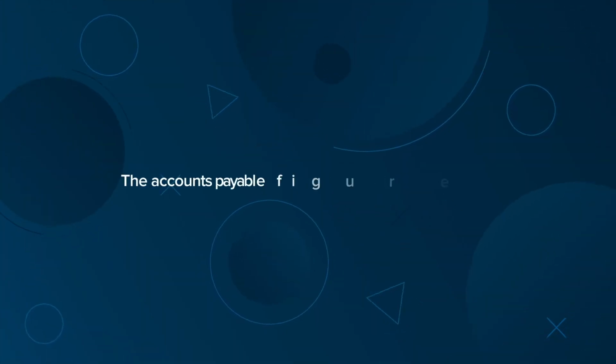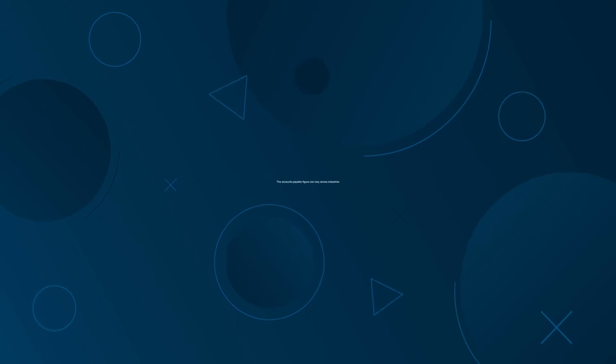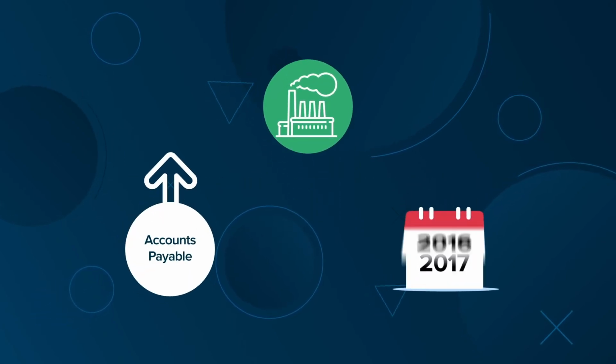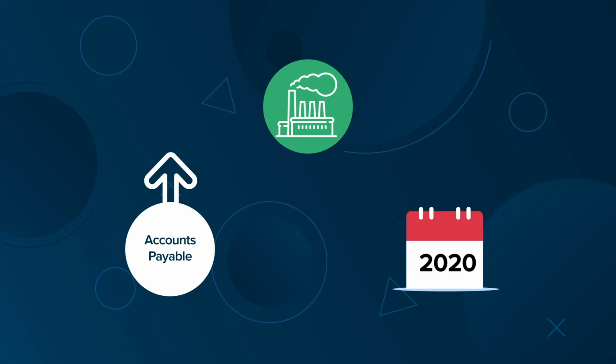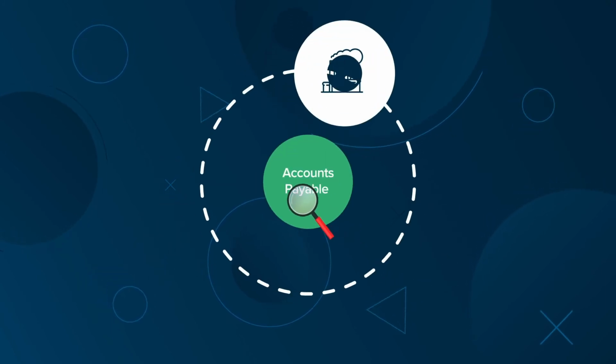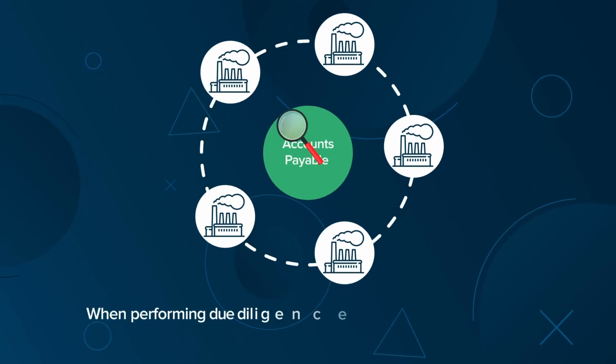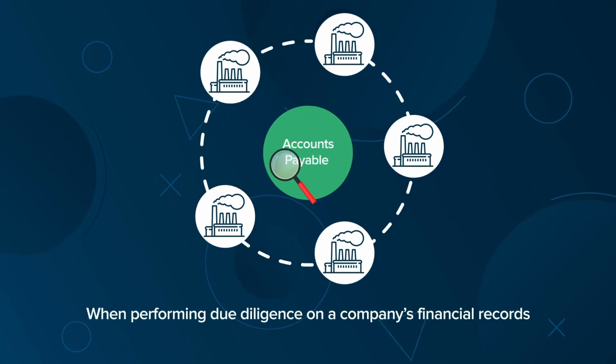The accounts payable figure can vary across industries. For example, the manufacturing industry tends to have high amounts of accounts payable and take the longest to get paid. That's why it's important to compare the accounts payable for firms in the same industry when performing due diligence on a company's financial records.